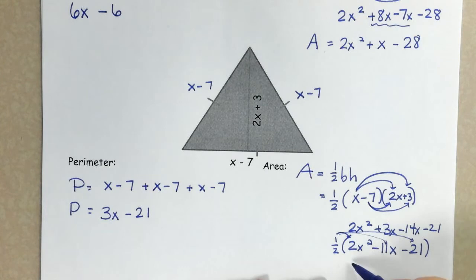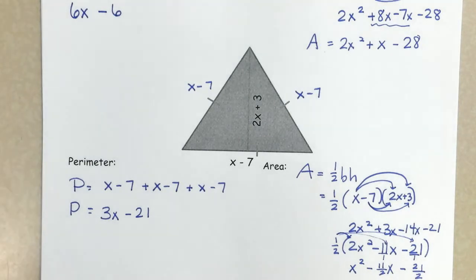1/2 times 2, that's easy, that's 1. But it's a little harder here on the 11. Think of that as an 11 over 1. That's a negative 11 over 2, negative 11 halves x. And same thing with this 21. 1 times 21 would be 21. 2 times 1 would be 2, so that'd be negative 21 halves. You could write this as 5.5 and 10.5 if you want, but you do not have to.